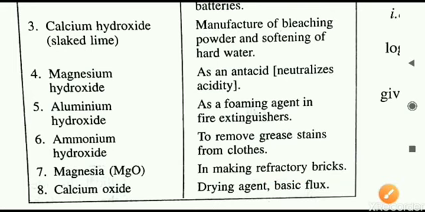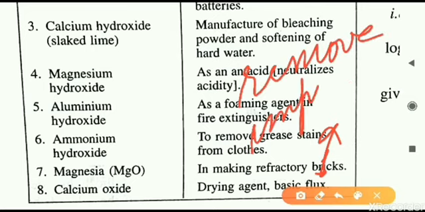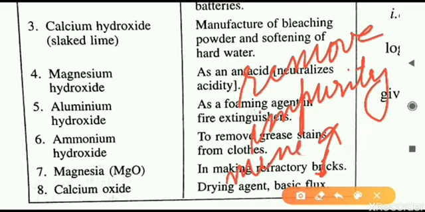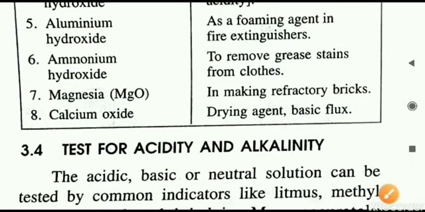The last one is calcium oxide, it is used as a drying agent. Next, it is used as a basic flux. What is flux? We will be learning this basic flux in detail in chapter number 7, that is metallurgy, in this class 10 only. Just in short, I can tell that flux is a kind of substance which is used to remove impurities from the minerals. When we are extracting minerals from the earth's surface, different kinds of impurities can be there, so they can be removed by using flux. The full process in detail we will be learning in the upcoming chapters. That is all for the uses of bases.